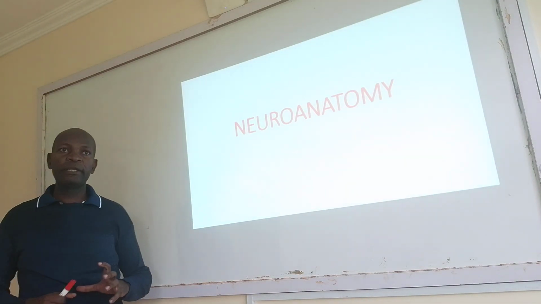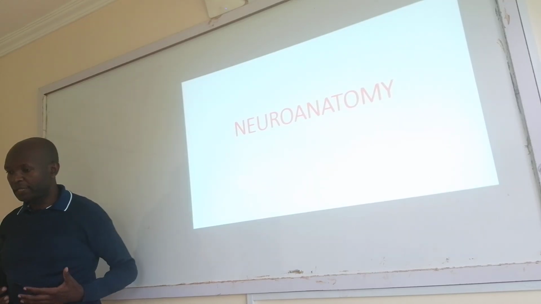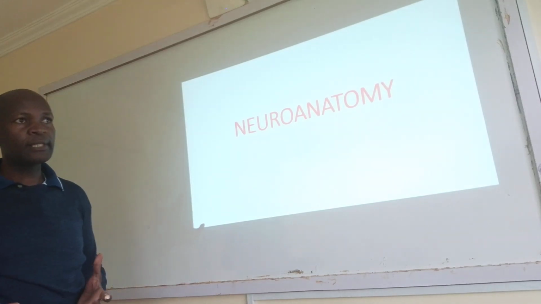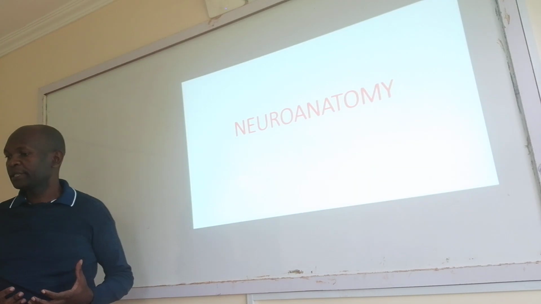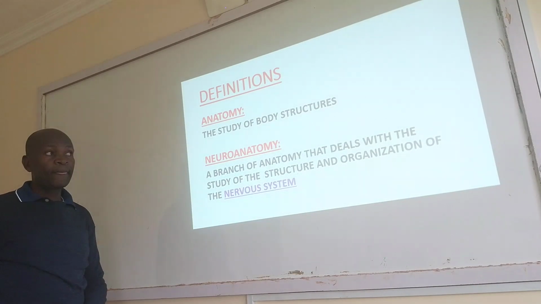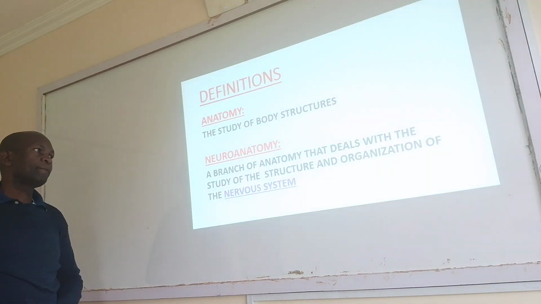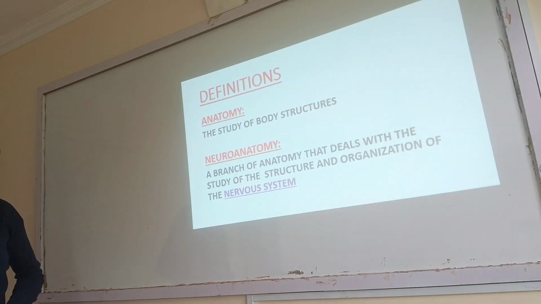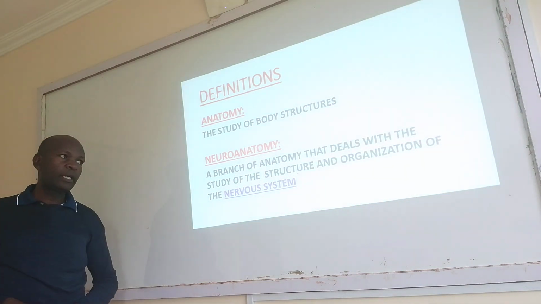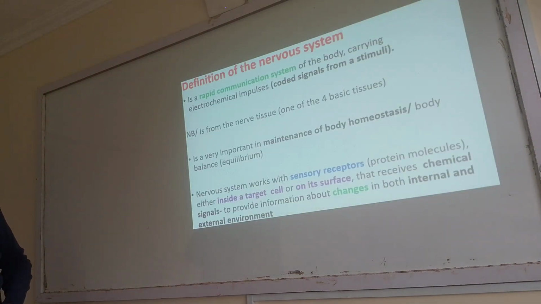The nervous system is a very wide, detailed system that we might not be able to finish in one presentation, but we shall try to address the most important aspects of it that we require to understand. The simple definition of anatomy is basically the study of body structures, and therefore neuroanatomy is a branch of anatomy, and it deals with the study of the structure and organization of the nervous system. That is the basic definition of those terminologies.